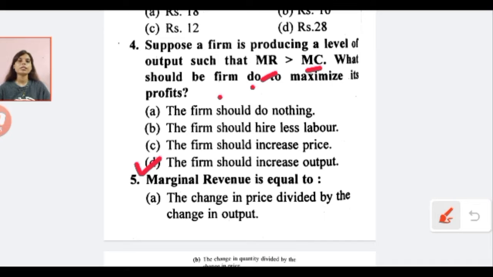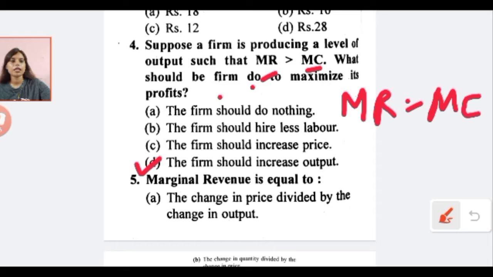Why? Let me tell you. Because MR is equal to MC, that is the condition for maximum profit. So I just told you MR is equal to MC, that's the condition for maximum output. In this given question, MR is greater than MC. So the firm has the capacity to increase the production so as to earn more profit. So your answer would be number D. Let us move over to the next question.